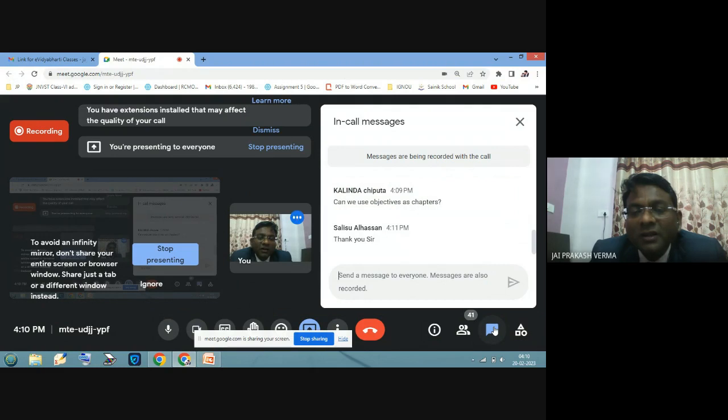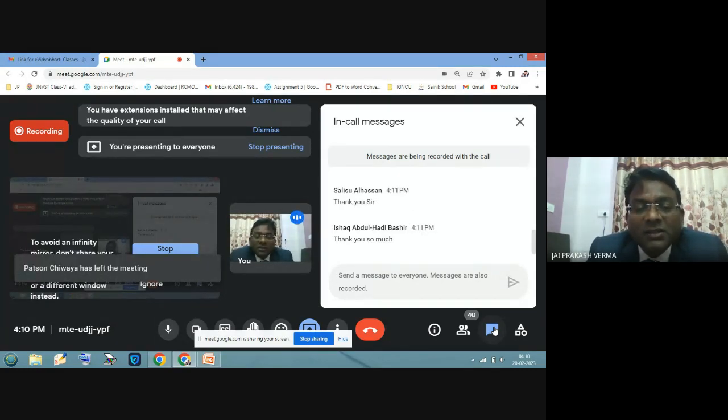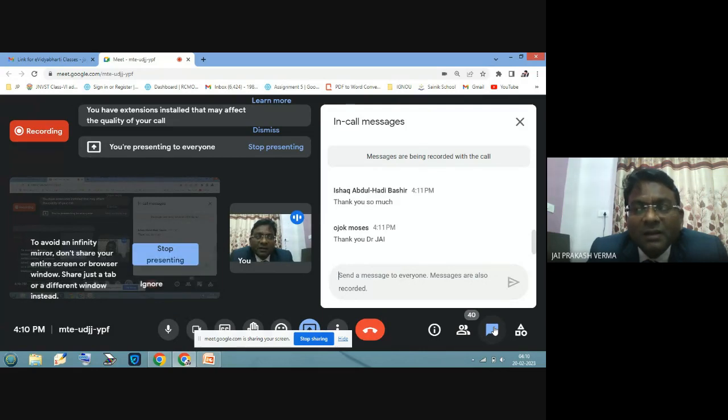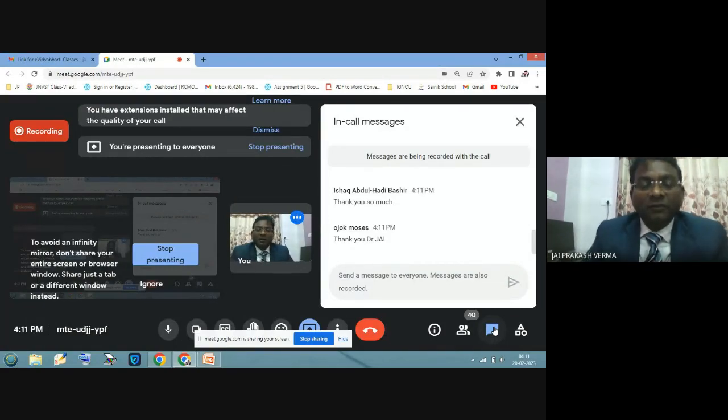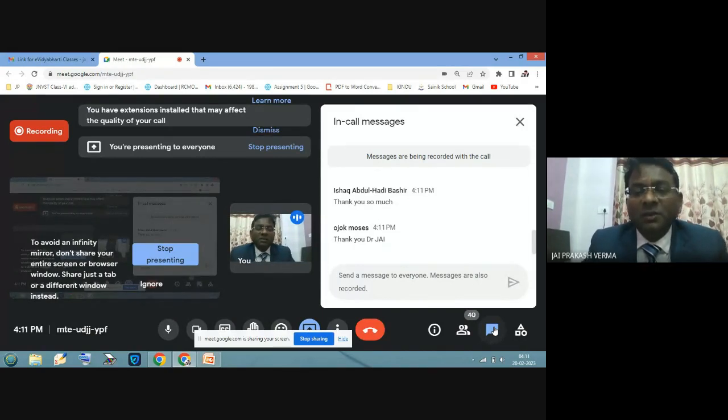Okay, one question, from Kalinda: objective as a chapter? No, there is no need for a separate chapter on objectives. You can discuss your objectives in your research methods, in your research design chapter. Only 4 to 5 objectives are sufficient, and for 4 or 5 objectives it is not necessary to make an additional chapter. So include 4 to 5 objectives in the research methodology, stating that these are the objectives of your research.